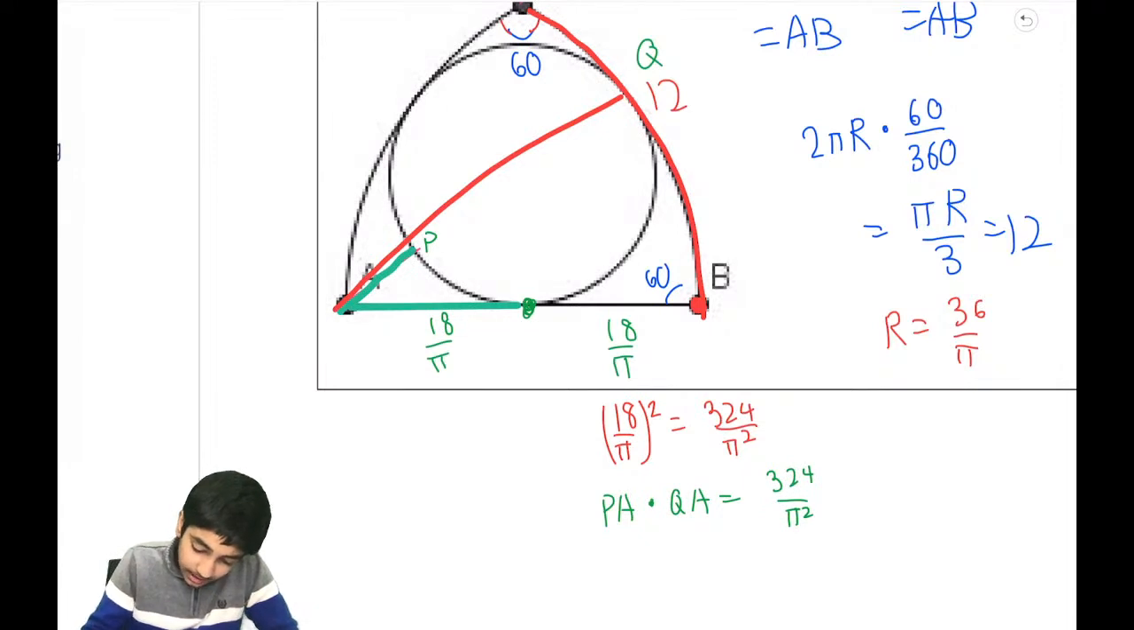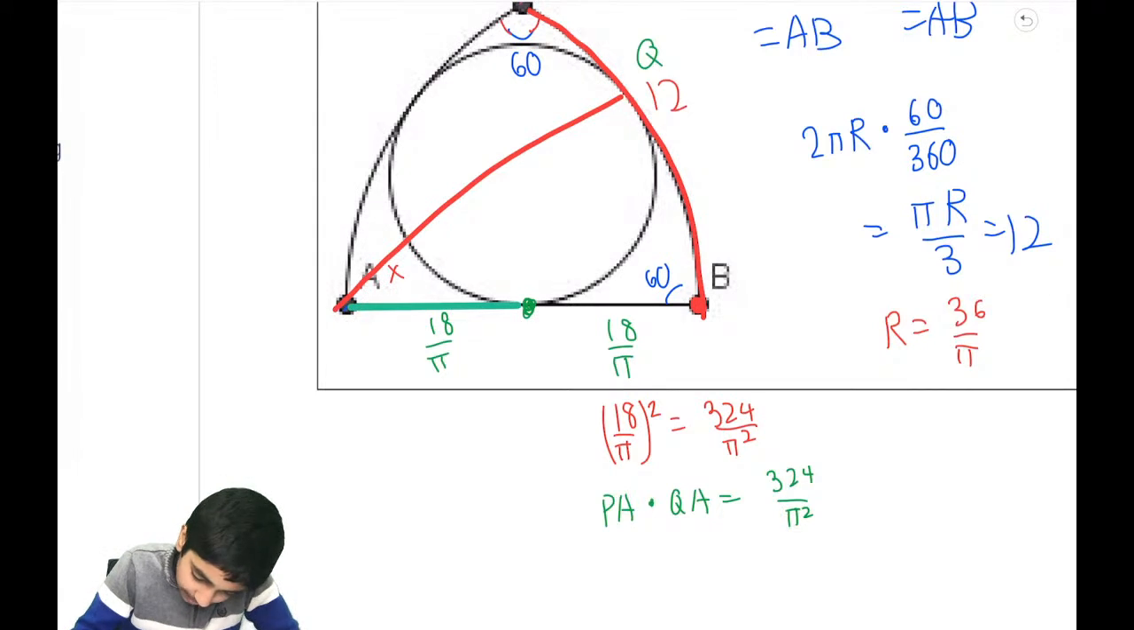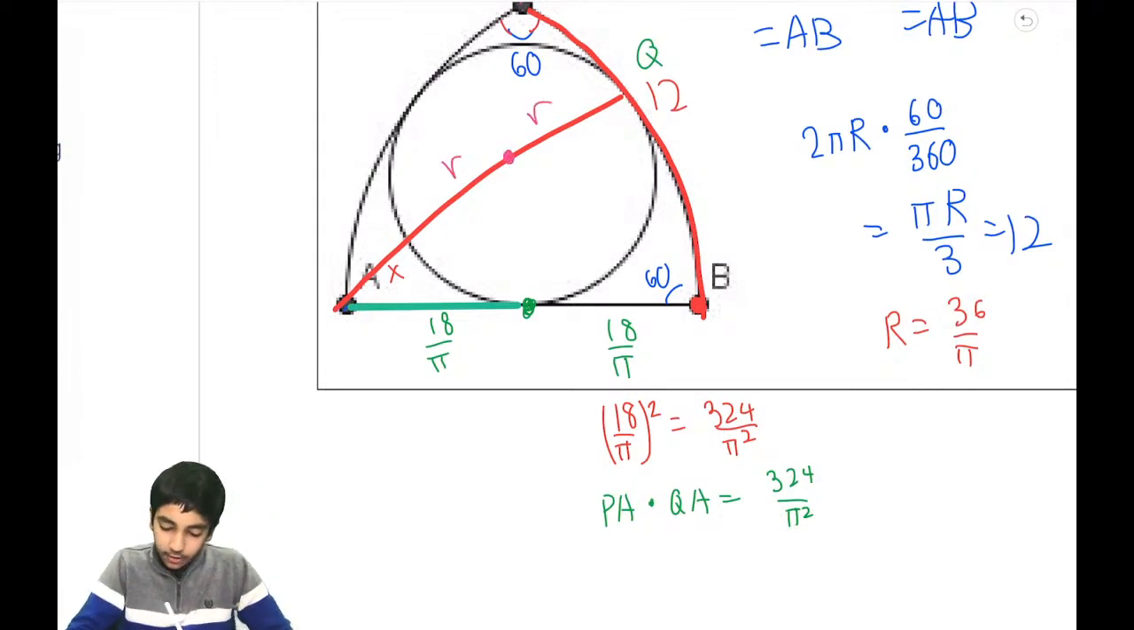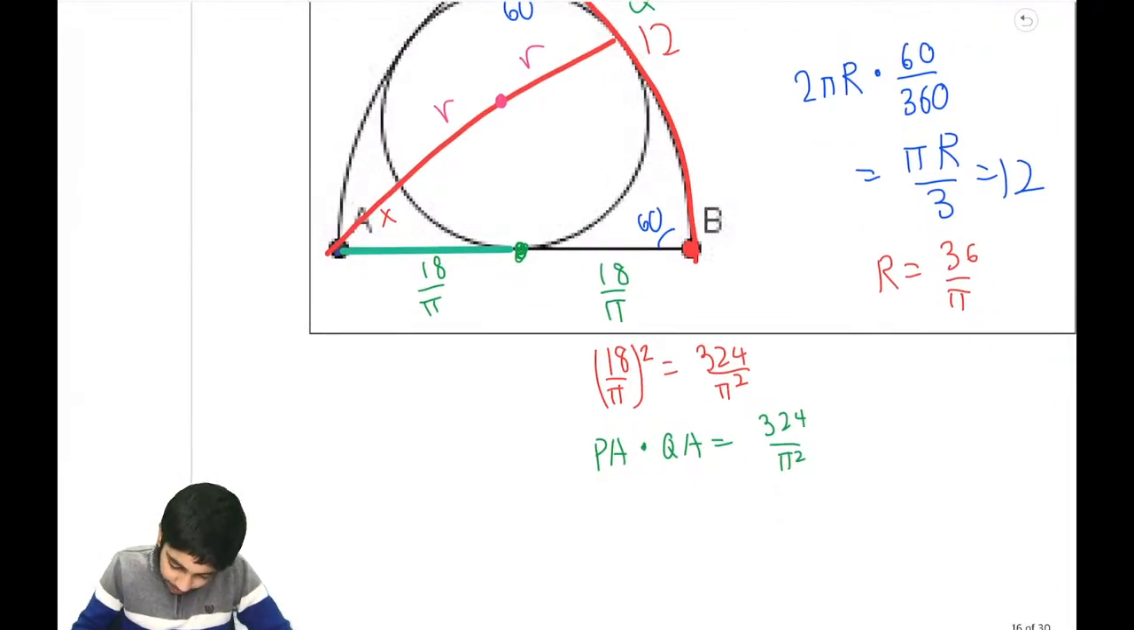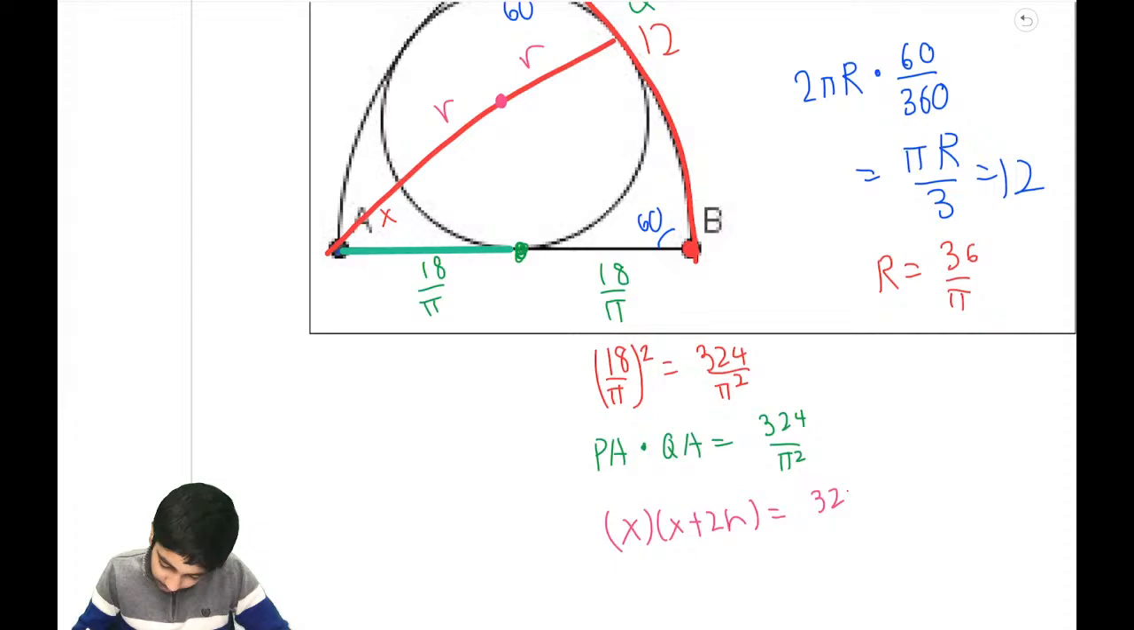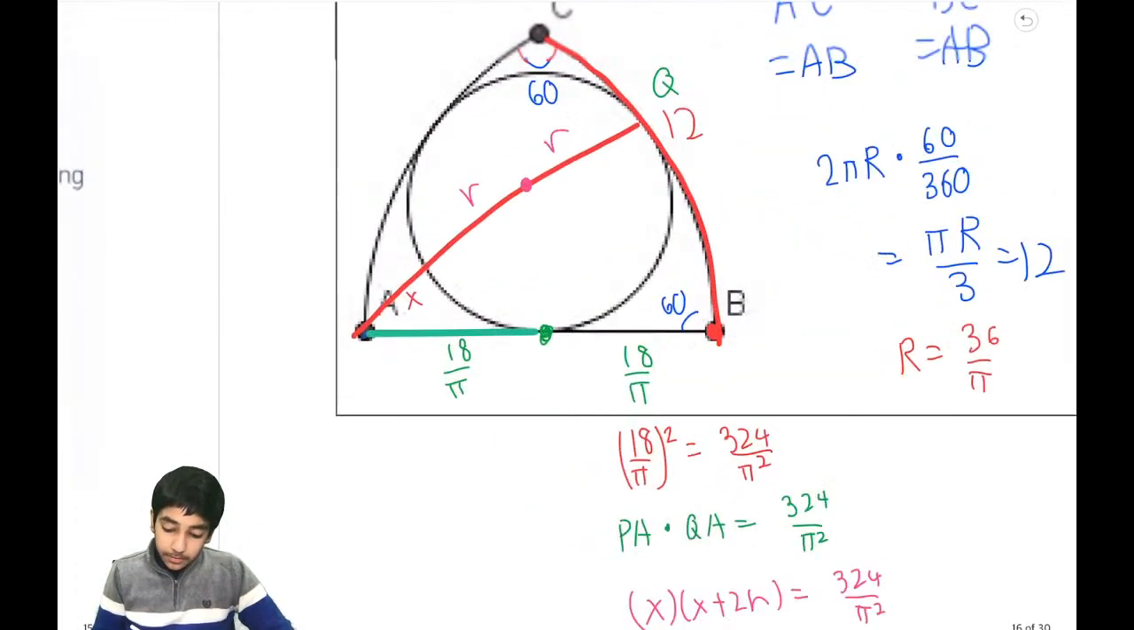Actually, let's let this length be x. Let's call this little r. Little r is what we want to find, little r, the radius of the small circle. So we have that x times x plus 2r, remember, the whole length AQ, is equal to 324 over pi squared. Right? So now we have one equation in terms of x and r.